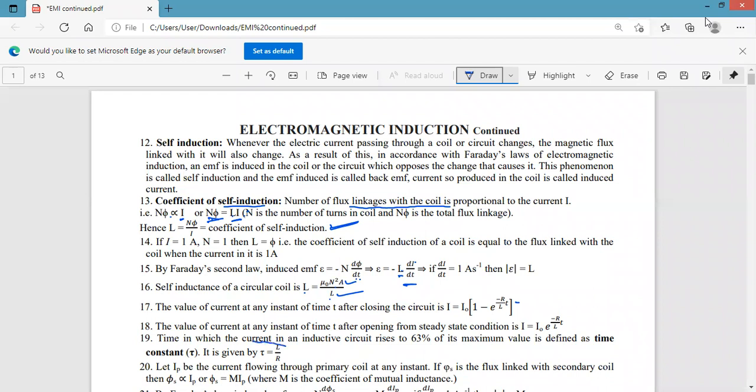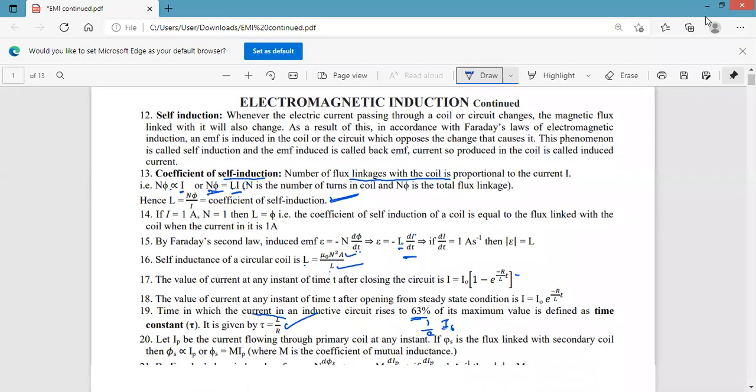The time in which the current in the inductive circuit rises to 63%, that is 1 by e times its I naught. 1 by e times the what? I naught, of its maximum value, is defined as the time constant. We call it as a what? Time constant. The time in which the current in an inductive circuit rises to 63% of its maximum value, that means peak value, that is 1 by e times the I naught or I m, is given by tau is equal to L by R. The time constant tau is equal to what? L by R.